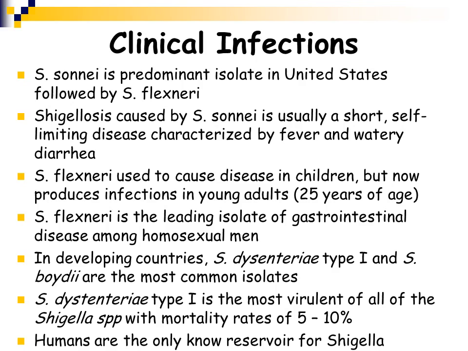Shigella flexneri is the leading isolate of gastrointestinal disease among homosexual men, and in developing countries, Shigella dysenteriae type 1 and Shigella boydii are the most common isolates. Shigella dysenteriae type 1 is the most virulent of all the Shigella species and has a mortality rate of 5 to 10%. And humans are the only known reservoir for Shigella.